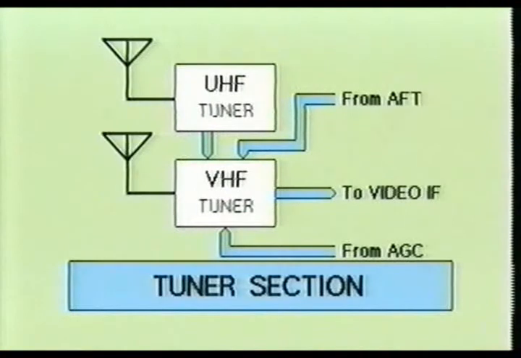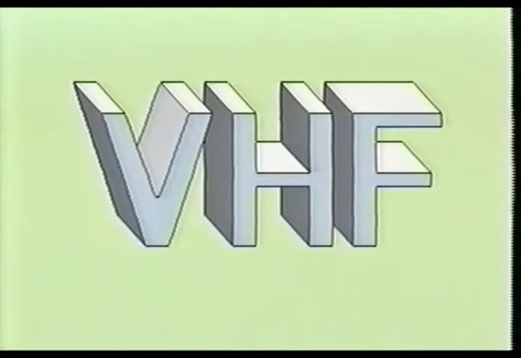Due to the extreme frequency differences between the UHF and the VHF channel allocations, two separate tuners are almost always required. In this portion of the video, we will concentrate on the VHF tuner stage. The VHF tuner is designed to receive television channels 2 to 13.